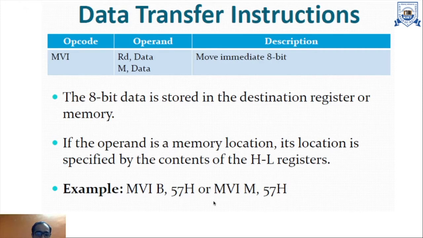The important thing in this particular example is which memory location it is actually pointing to. So this M is actually pointing to the content of the HL register. The HL register will have the address, and whatever address HL has, M will be pointing to the content of that particular location.